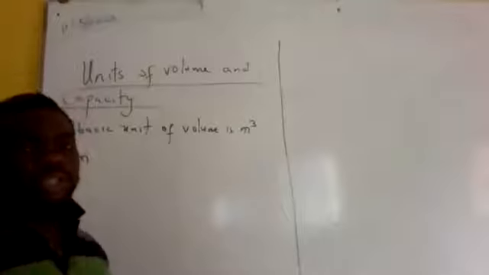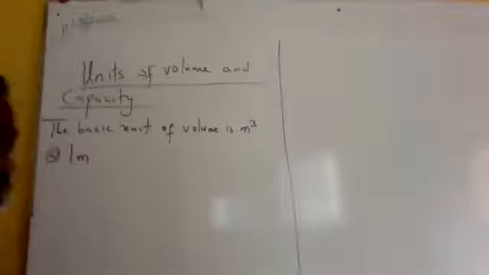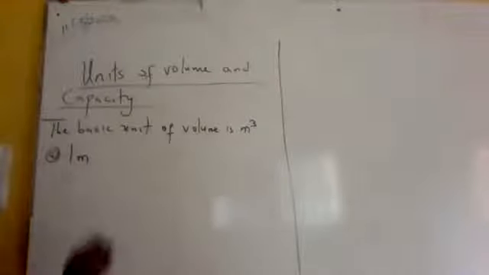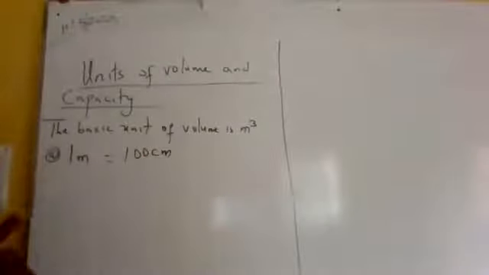All right. So now, as I was saying, the basic unit of volume is meter cube. Now the topic is what? Unit of volume and capacity. So the basic unit of volume is what? Meter cube. Now you should know that 1 meter is equal to what? 100 centimeters. Don't forget that.